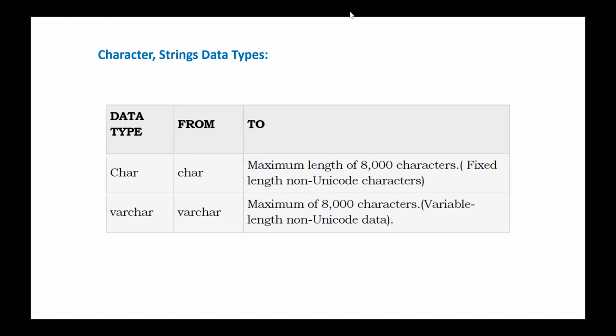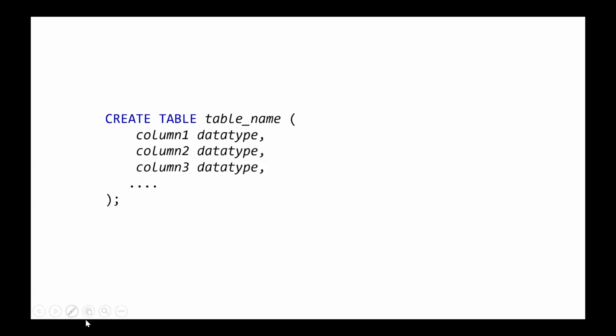Next, we have character string data types. We have character, and for string, we have varchar. What does character do? Maximum length 8,000 characters. Fixed length non-Unicode characters can be stored if I'm using a character data type. If I'm using variable character, then I can store a maximum of 8,000 variable characters in non-Unicode. Now when it comes to character, in varchar I can use a string, a set or combination of different characters. In character, I'll be able to use a single character. So that is your character and string data types. For string, we will be using variable character.